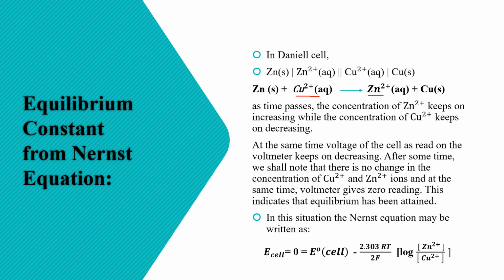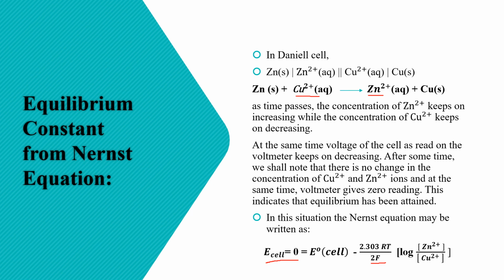That's why at that point, when the cell attains equilibrium, the value of E of cell is equal to 0. And we know that according to the Nernst equation, E of cell is equal to E naught of cell minus 2.303 RT upon 2F, since we are using a Daniell cell, and in a Daniell cell the value of n is 2, log of the concentration of zinc ion divided by the concentration of copper ions.